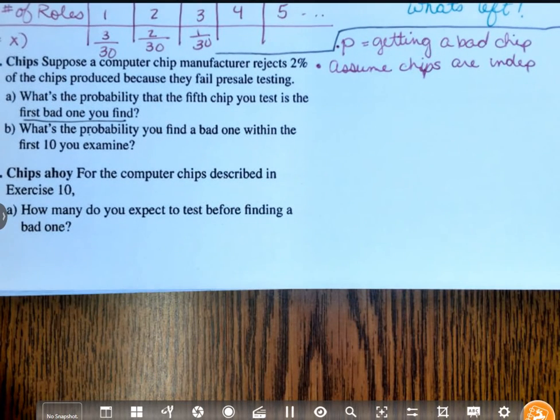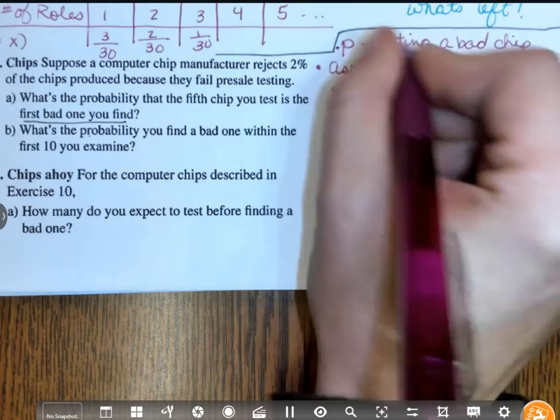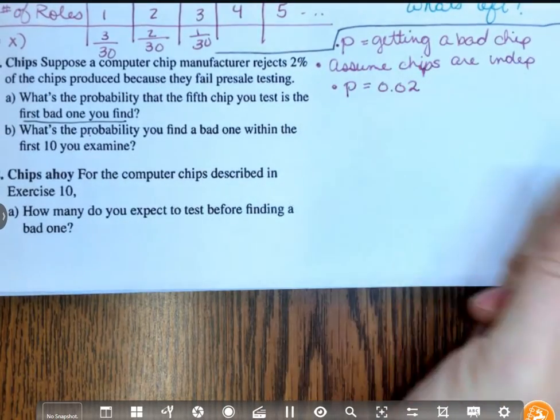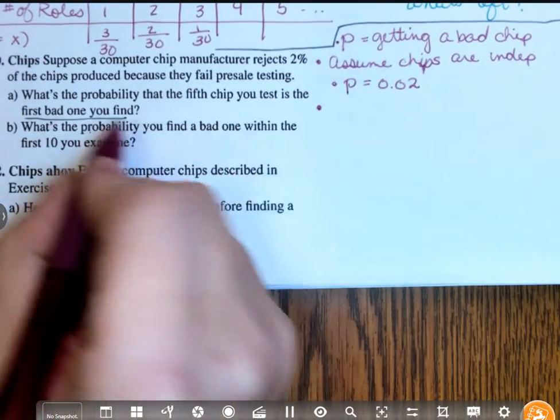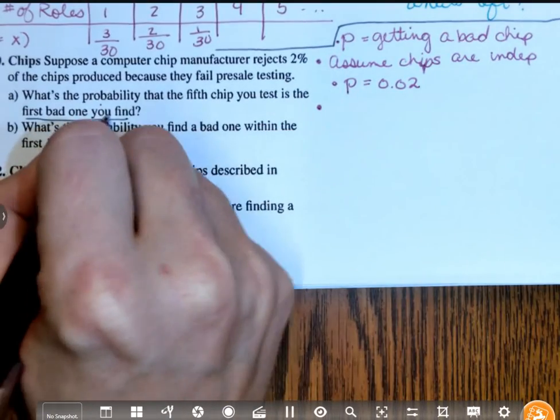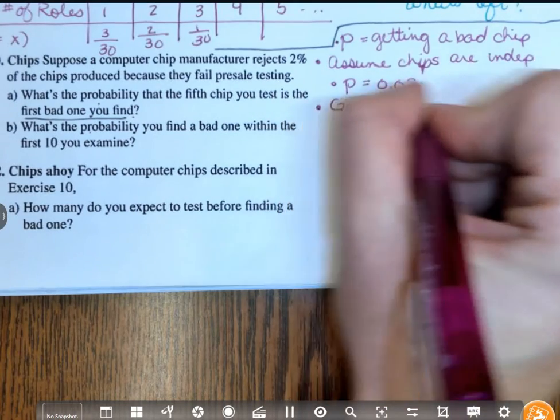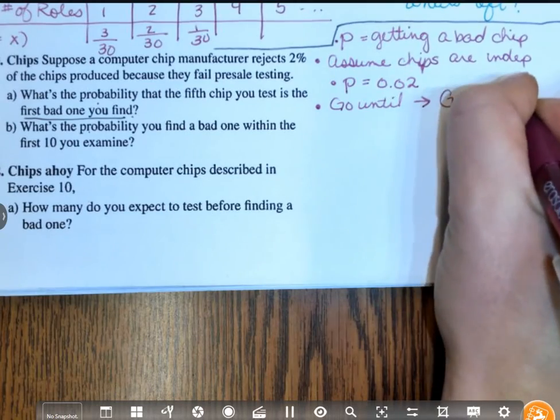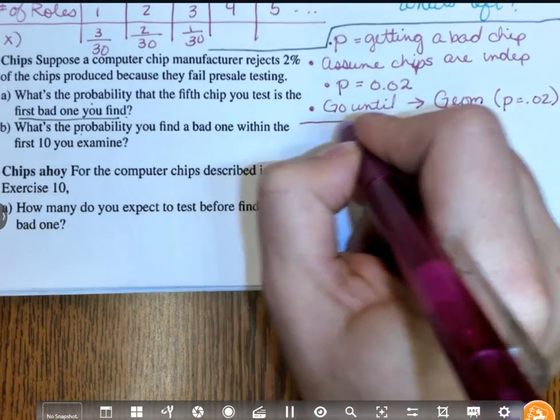And what's the next thing? Probability. So what is the probability of getting a bad chip? 0.02. And since what we're talking about here is the first bad one you find, this is a go-until problem, which tells me that I can use the geometric model where my p is 0.02. That is your work for this problem.